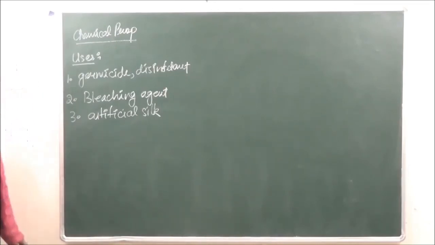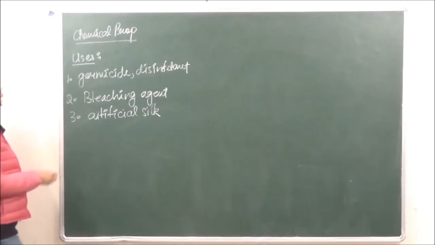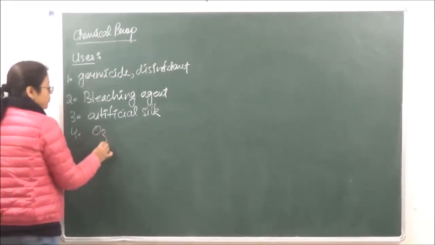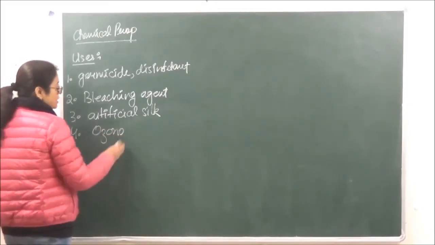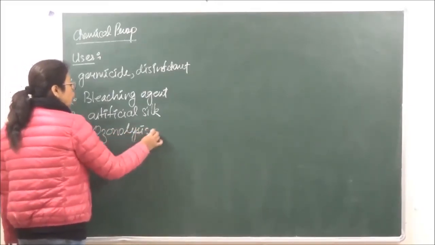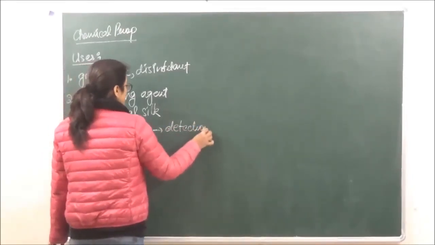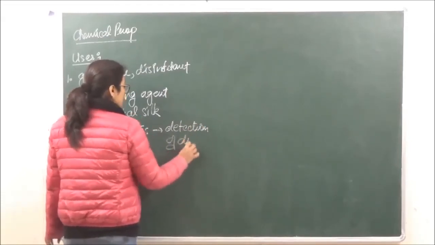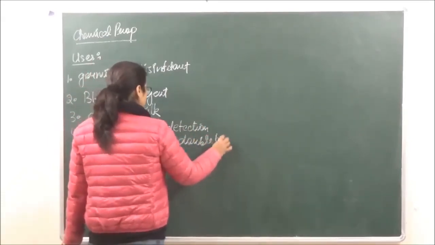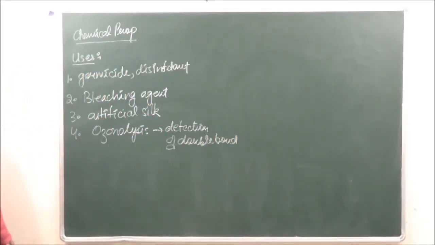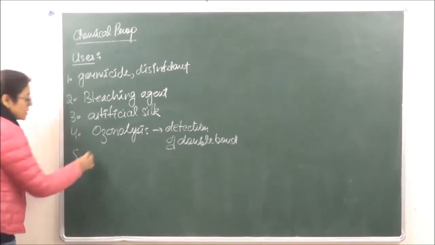Then number 4, it is used for detecting the position of a double bond in any organic compound by the process of ozonolysis. So ozonolysis is a process for detection of a double bond. Okay? And then it is also used in destroying odors in crowded places.